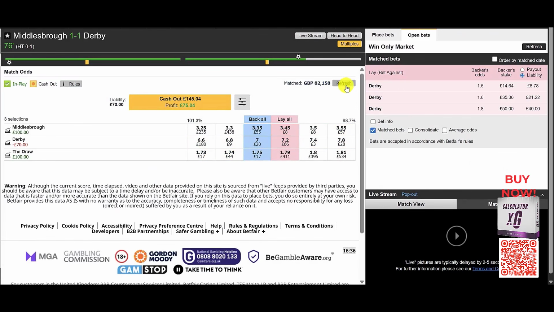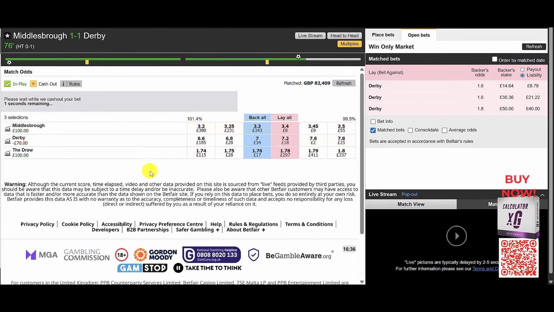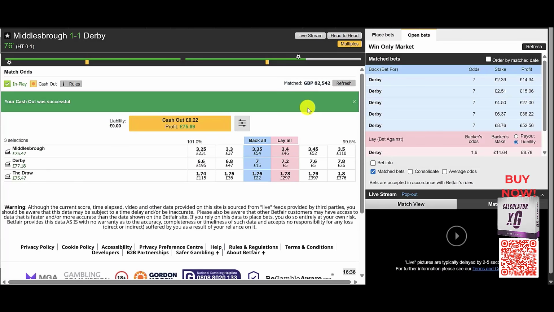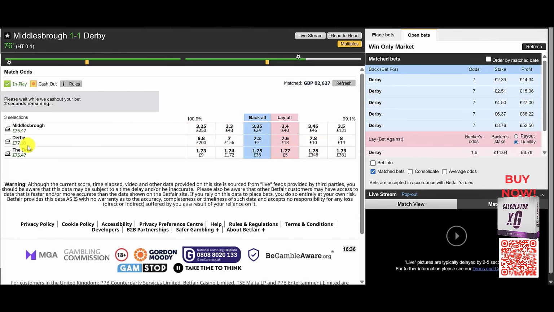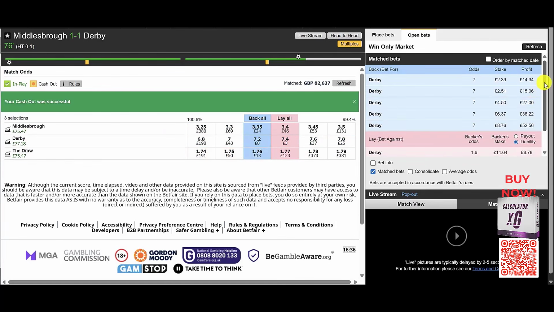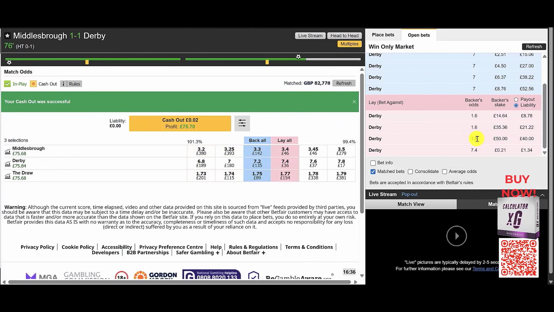The goal that we were expecting has arrived. Middlesbrough have equalised, and it was coming. It was coming, especially from what we could see on the XG. So let's just press the cash out. We'll get all this locked in. Our lay orders got in at 1.8 and 1.6. We didn't even get as low as 1.4 just because of the pressure that was coming in from Middlesbrough.